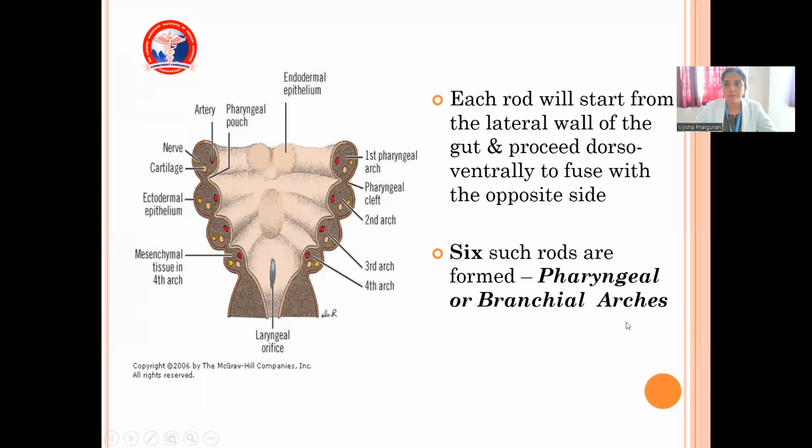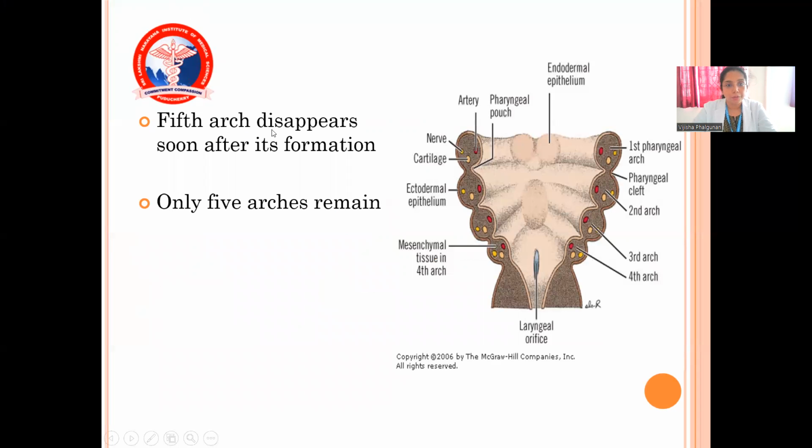I told you several rods of thickening arise in the region of the neck, but you only have 6 rods of thickening. So you have 6 pharyngeal arches formed. This is the first one, second, third, fourth and the fifth one. There are a few confusions or changes happening here, which I'll let you know. The fifth arch disappears soon after its formation. This was the thing which I mentioned. You have 6 arches: 1, 2, 3, 4, 5, 6.